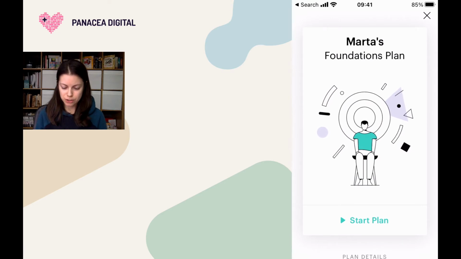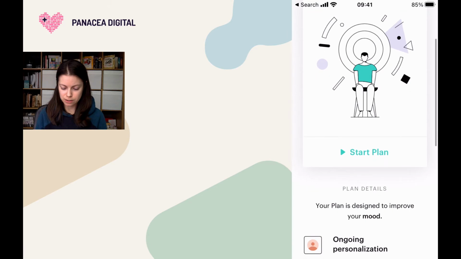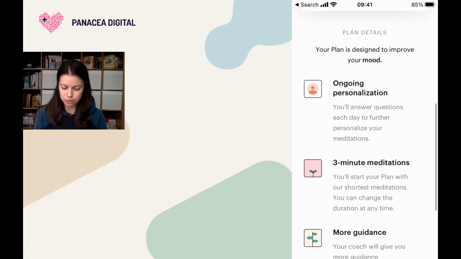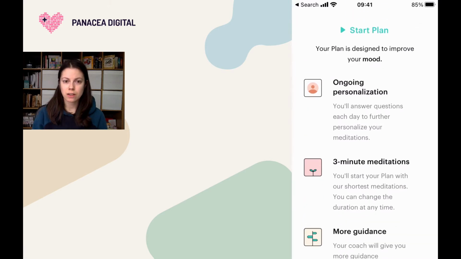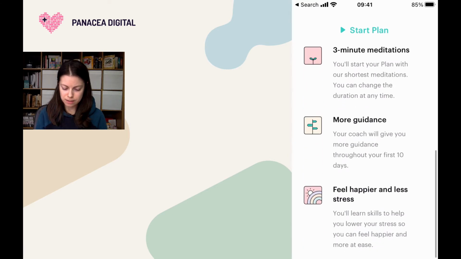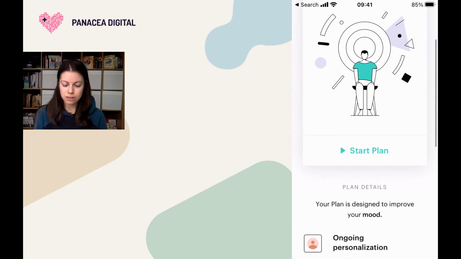Martha's Foundation's plan details. Ongoing personalization. You answer questions each day to further personalize your meditations. 3-minute meditation. You start your plan with our shortest meditations, more guidance, feel happier and less stress. You learn skills to help you lower your stress so you'll feel happier and more at ease. So this is really good.